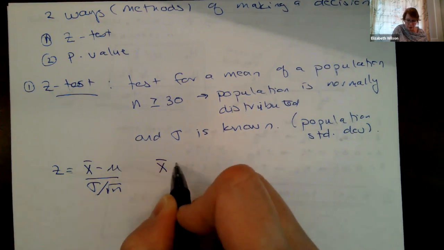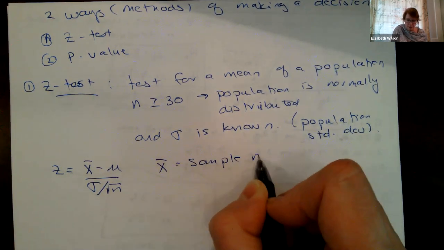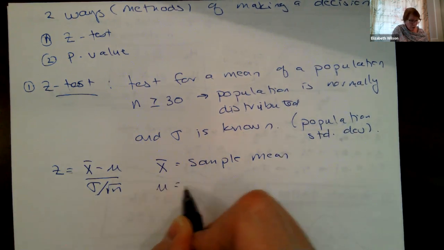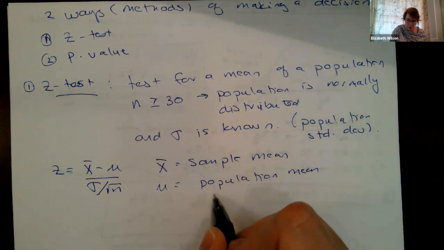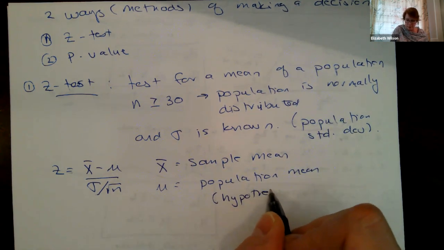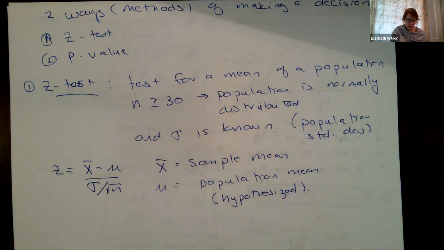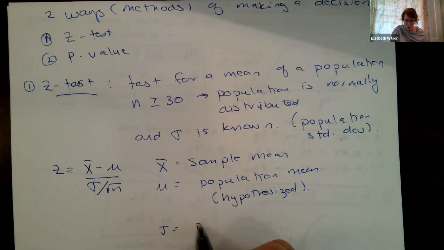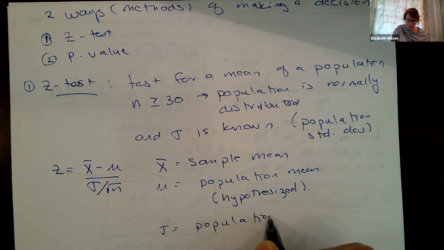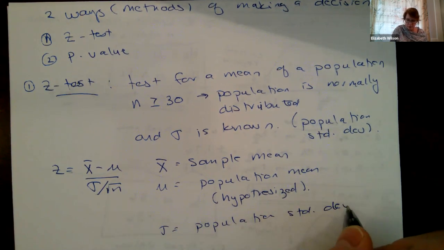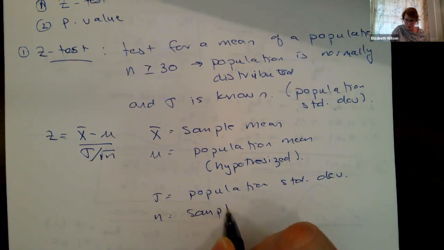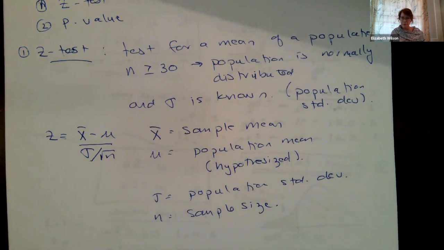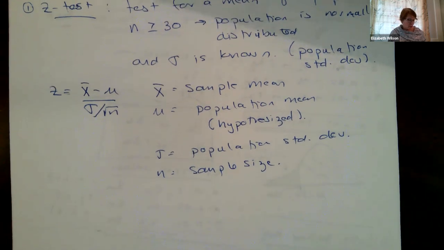So let's write down what all these things are. This is our sample mean. Mu is our population mean, the part that's hypothesized. Sigma is our population standard deviation, and n is our sample size. You know this already, we've been talking about it. But this is the Z value that we're going to be using when we do these problems.